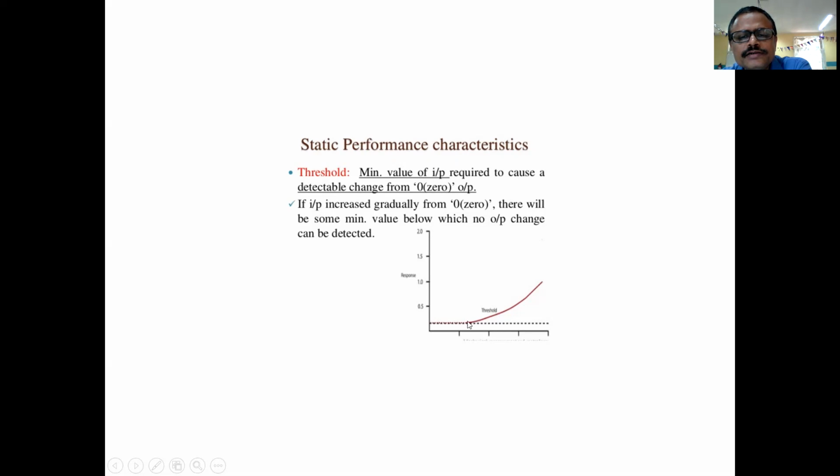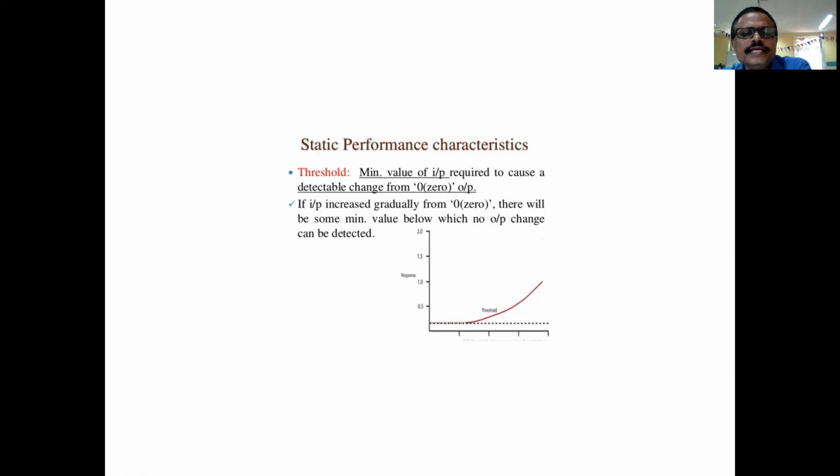From this point onwards, the output is showing some changes. This point is known as the threshold point. You can see here, this is the threshold point. So what is threshold? It is the minimum value of input which is required to cause a detectable change in the output from 0. We have increased the input from 0, but only here you are seeing the detectable changes in the output. So we can define it like this.